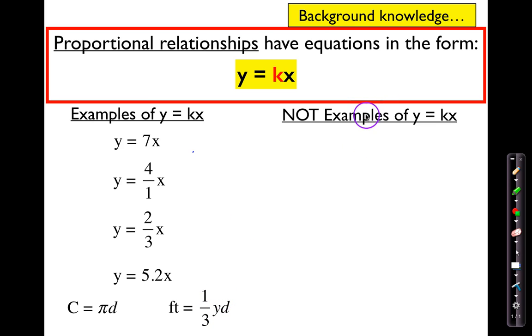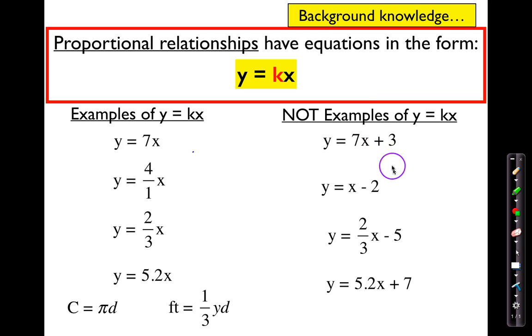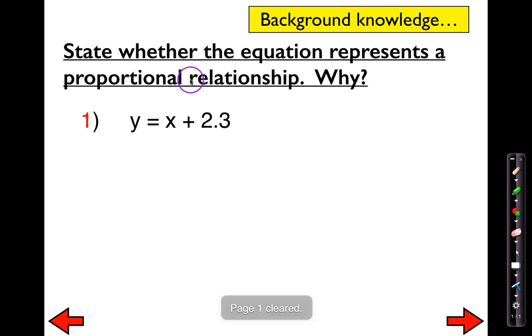What are some examples that are not a proportional relationship and not in the form of y equals kx? Here are some examples. So what do all of these have in common? Well, they have a constant. All of these constants are what's keeping it from being a proportional relationship. For example, because I have a +3 here, it looks exactly like this, but since I have a +3, it's not a proportional relationship.